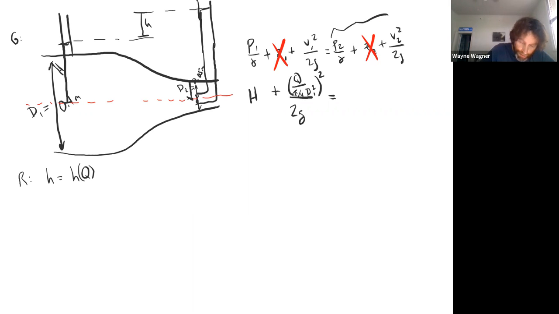And that, of course, is all expressed in this distance because it's a pitot tube. So that's going to be H plus H.